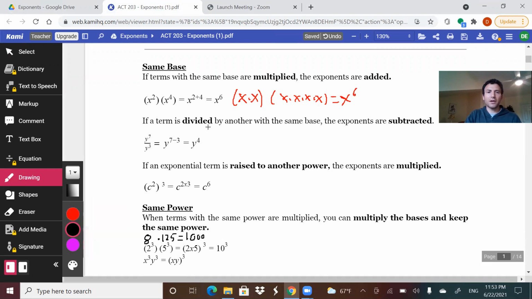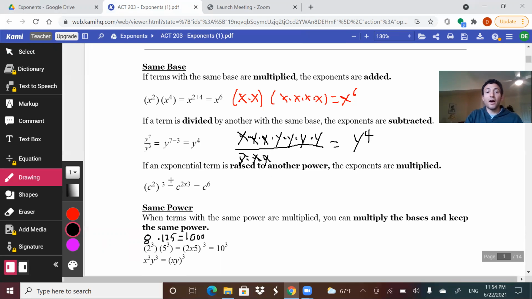And by the same logic, if you divide exponents with the same base, then you subtract the tops. So if you think about it, y to the 7th is y times y times y times y times y times y, that's 6 y's, one more. So we have y times itself 7 times. And then on the bottom we have y times y times y. Well, these cancel out, right? So really it's just y to the 4th.